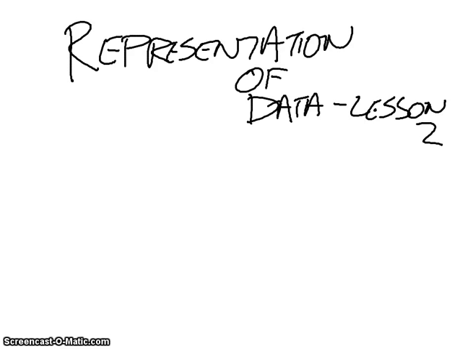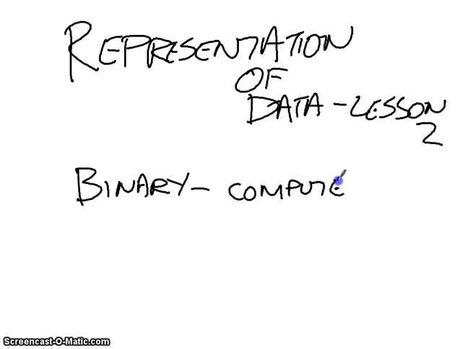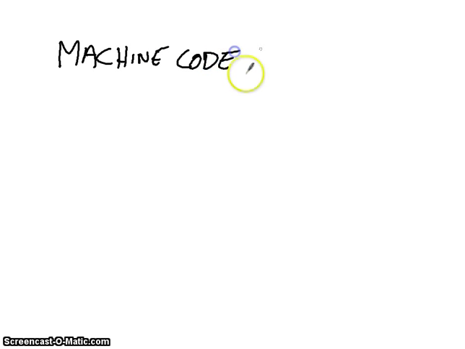Right, so this is the second lesson in the representation of data, and what we're talking about today is binary and how it works with a computer. Now, binary is really important when we're talking about computers. A computer can only process instructions in something called machine code. Machine code is basically ones and zeros.